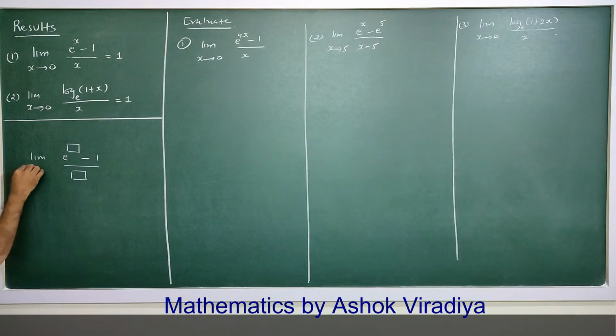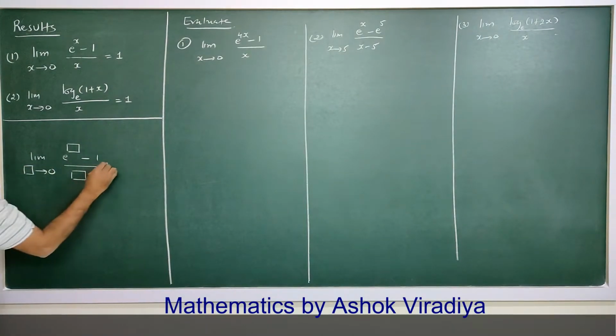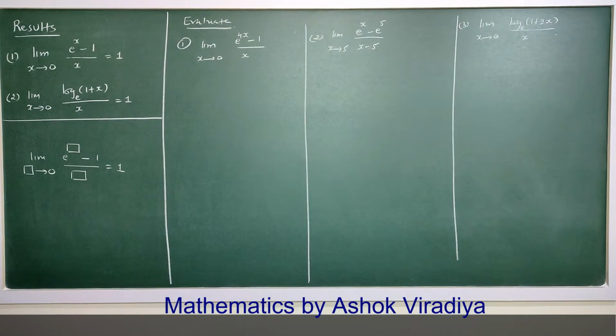Limit x tends to 0 is equal to 1. I have replaced x by this box. So whenever we apply this result, here x can be replaced by any variable. If you put y here, then there should be y here. If you put z, there should be z. If here it is 5x, this should be 5x. So that is the application of this rule.